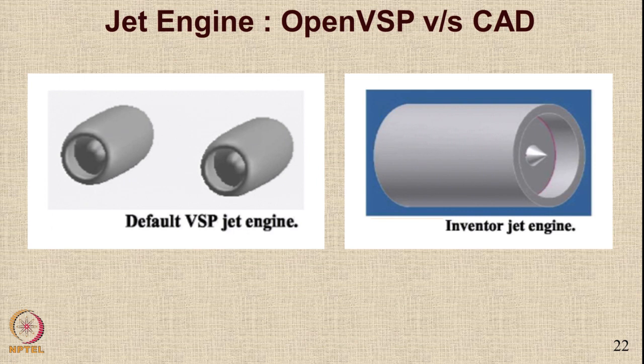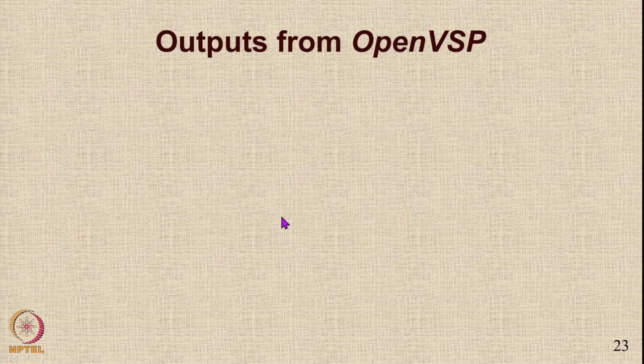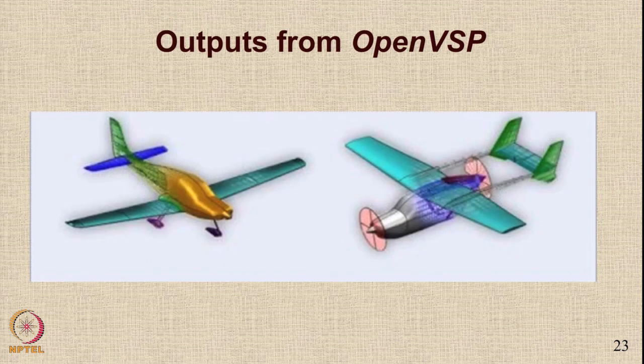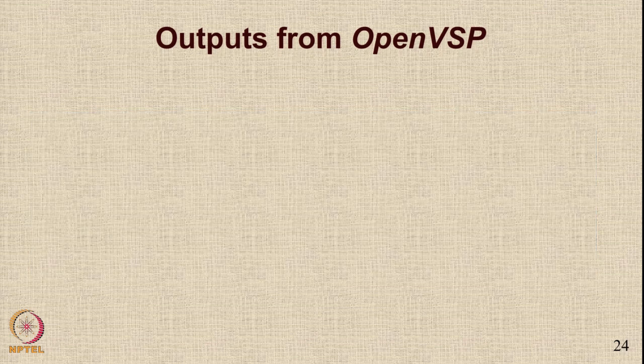As far as engines are concerned, OpenVSP is far better, because engines in Inventor look like a cylinder with some lid, etc. But here they are much finer in detail. Let's look at the output that comes from OpenVSP. You can get such beautiful rendered geometries of an aircraft on OpenVSP.